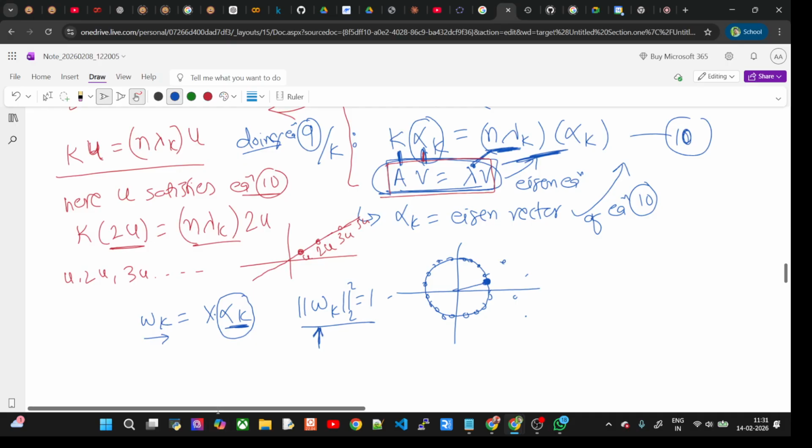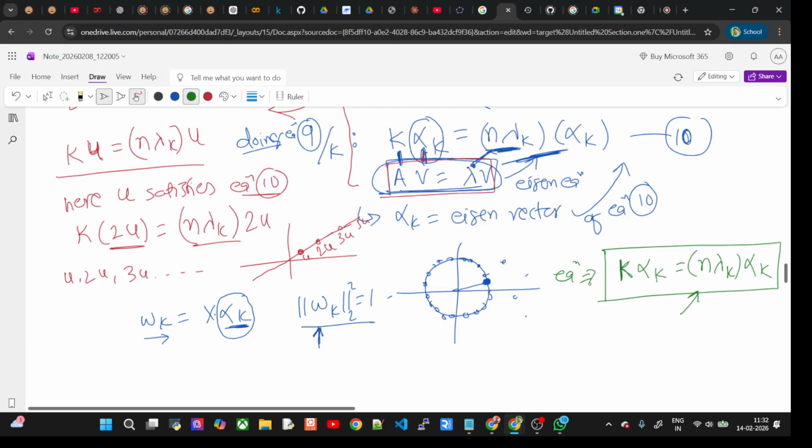So what is that alpha k? Now we are trying to find out the other equation. Now we have one equation here. One equation is, we have equation number 10: x into alpha k equal to lambda k alpha k. So this is one equation you have to satisfy. You need the alpha k which has to satisfy this equation. That is equation 1 for you.